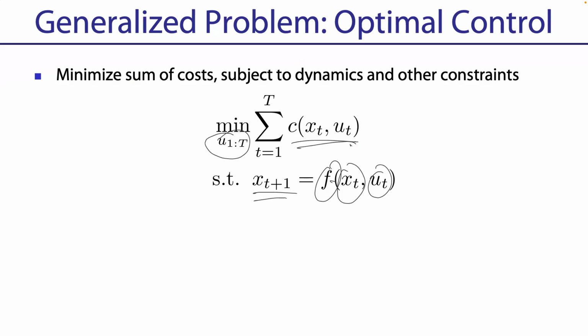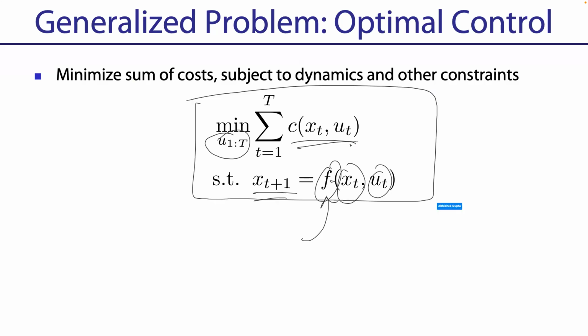In reinforcement learning, you maximize the sum of rewards. In control, you minimize the sum of costs, but they're kind of the same thing. Right? So the difference between optimal control and reinforcement learning is just whether you know F or not. Right? So optimal control assumes that you know F. You often know the functional form of F. It's a simulator. And you're trying to optimize this objective. Right? So most optimal control problems will look like this.